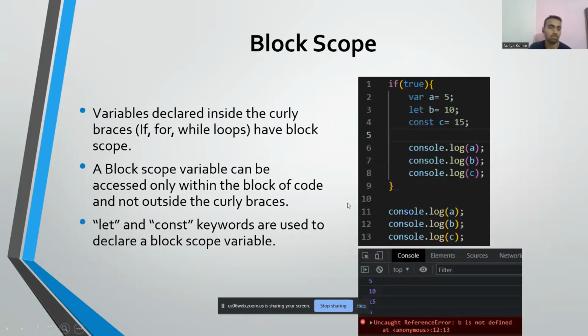Let's look at block scope. Variables declared inside the curly braces of statements like if, for, while loops have block scope. They can only be accessed within the curly braces of the code, and they can only be declared using let and const and not var. Here's an example describing the same.